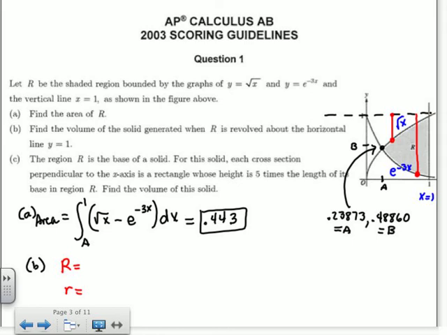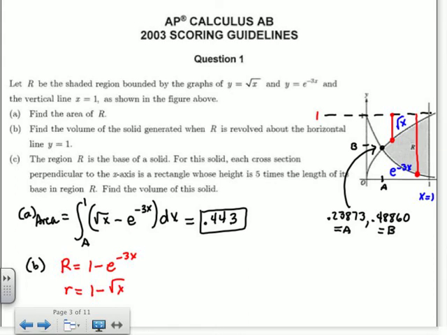Okay, so capital R is going to be, this was 1, so 1 minus the bottom curve. That was e to the negative 3x. My little r, so my inner radius, is 1, so top, minus the bottom. So this bottom curve was square root of x.